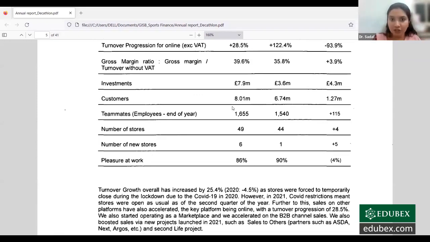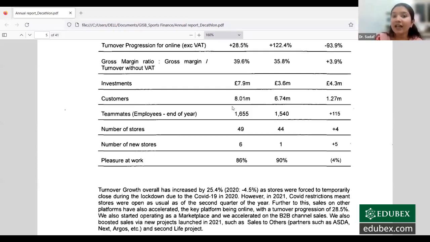Gross margin is also known as the manufacturing profit, and it is a ratio. It is calculated like how they got this 39.6%: the value of the gross profit or the manufacturing profit divided by the total turnover. So this 39.6% indicates that as compared to the last year, the gross profit or the manufacturing profit went up by almost 4%, or 3.9%.